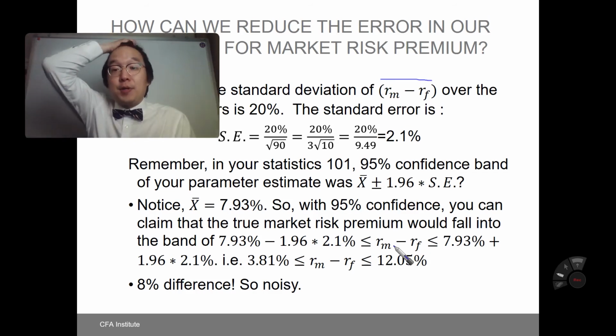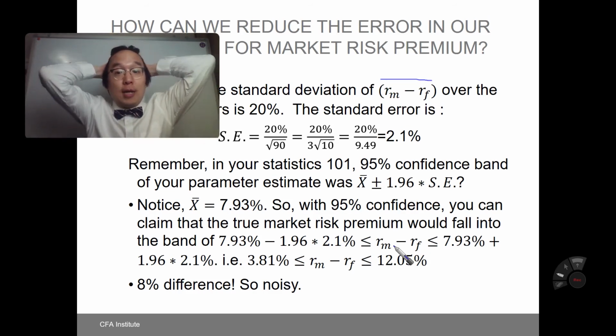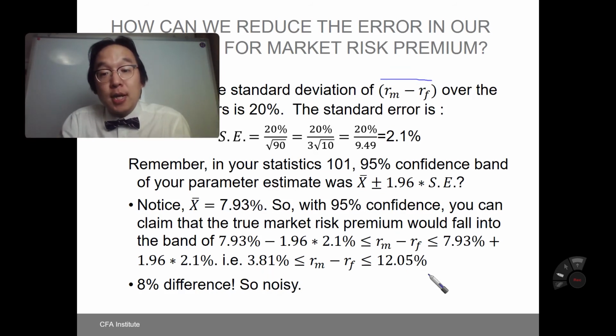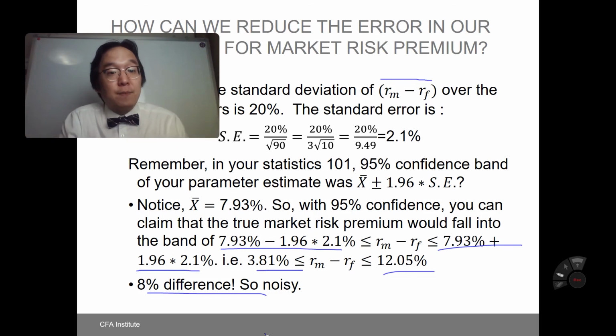So with 95% confidence, you can claim that the true market risk premium would fall into the band of 3.81% up to 12.05%, which is the result of these computations, right? And you see how accurate this is? An 8% difference. This is so noisy. Even though you are saying 7.93% risk premium, there's still an error bound like that, an 8% bound. So less reliable.